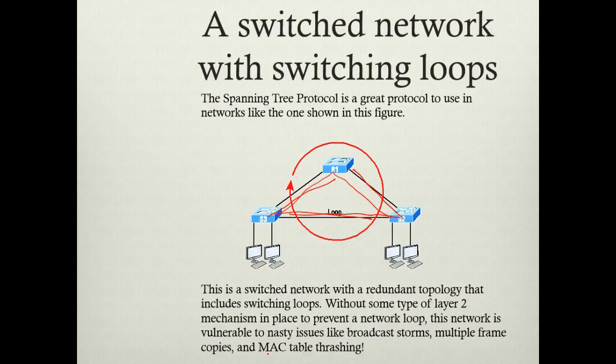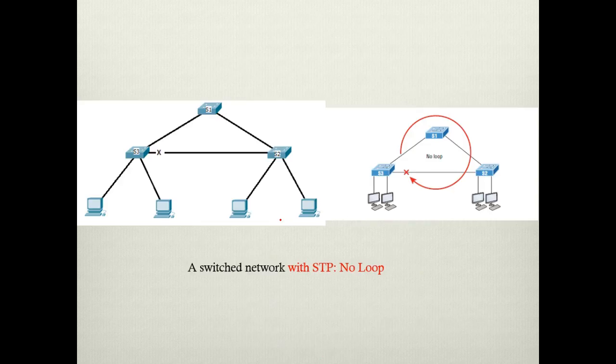Multiple frame copies. MAC table thrashing. What MAC table thrashing means is that first it gets the broadcast from a computer, and it says it came in this port, so it puts that one into the MAC table. And then it goes around and it comes into this port, and then it puts that port into the table, and then it goes back to the other one, back and forth, thrashing around the MAC table. So this is against the same picture, no loop.